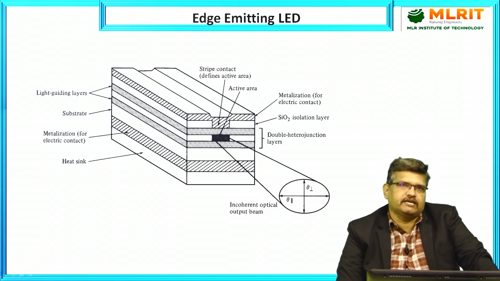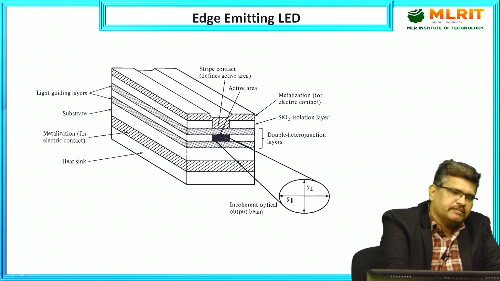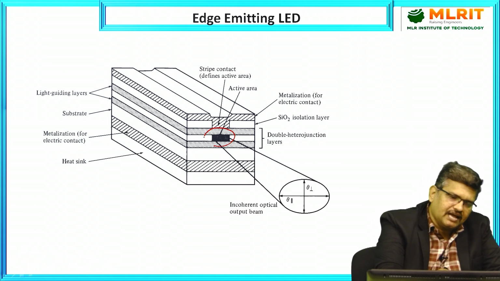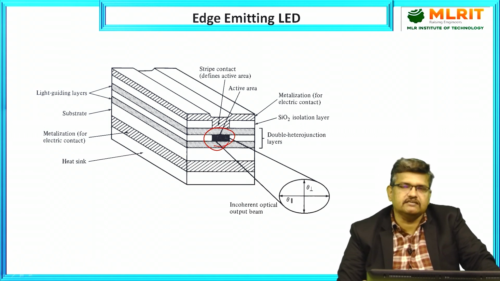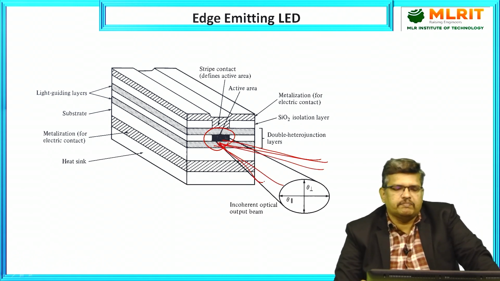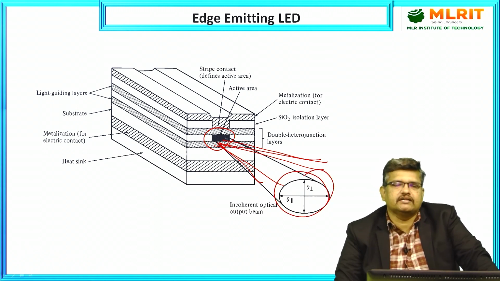Now coming to the edge emitting LED. Here the structure is almost the same as the surface emitting LED: the heat sink, the metallization for electric contact, the substrate material, and the confinement layers are all there. The only difference is that we place the active region at the edge. This is the major difference between the surface emitting LED and the edge emitting LED. The light is emitted in an incoherent optical output beam, and we can view the angle, which is very important in the edge emitting LED.